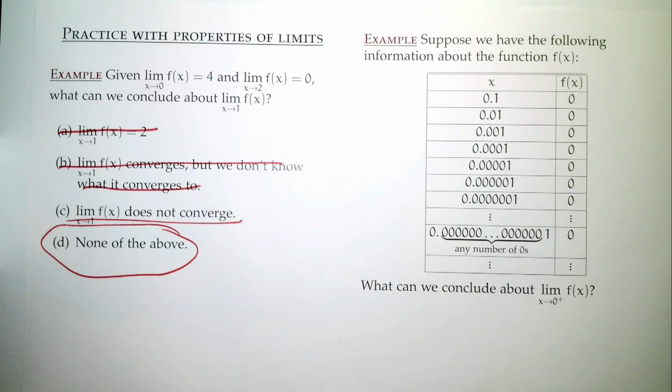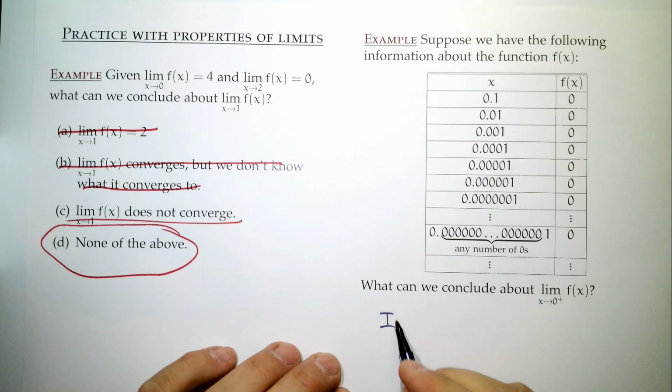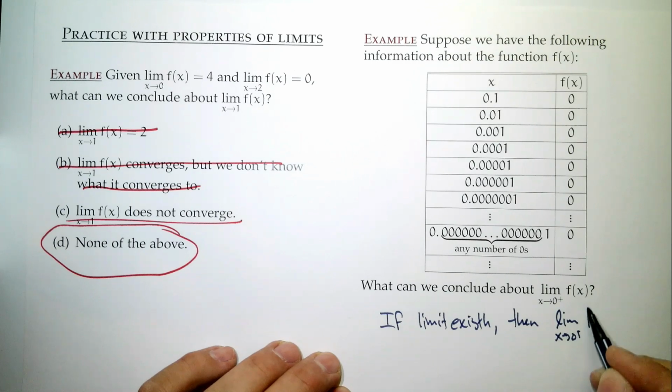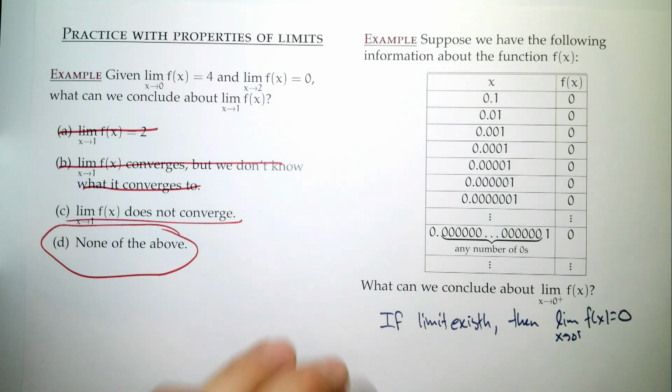But let's ask the question. Suppose it did exist. What's true? It's got to be 0. So if the limit exists, then it has to be the case that the limit is 0, because as we get close, we can get arbitrarily close and still have values of 0. And the only way that's possible is if the limit were 0. Now the question is, is the first statement true? The answer is we don't know.